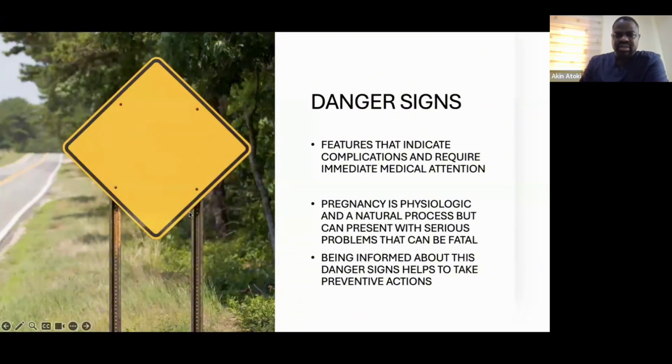So what are those danger signs? The ones that we should be aware of, the ones that are the most important. There are so many things, but the commonest danger signs that we should be aware of. I'm going to discuss this trimester by trimester so that we are aware.